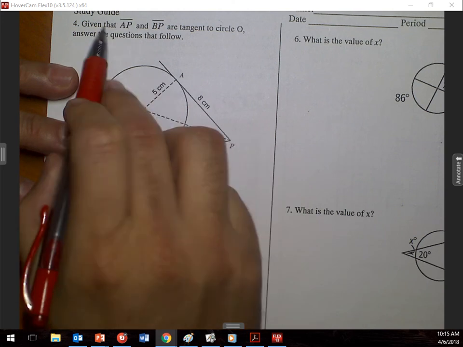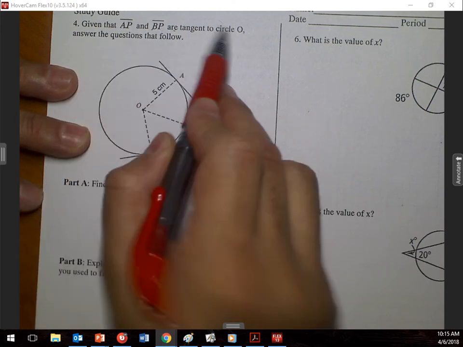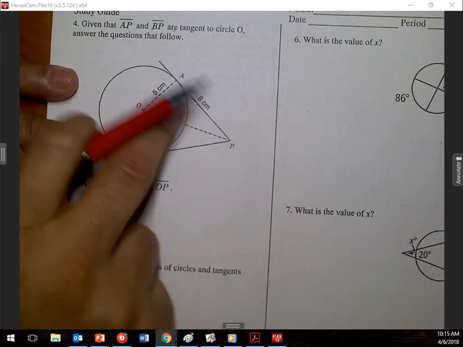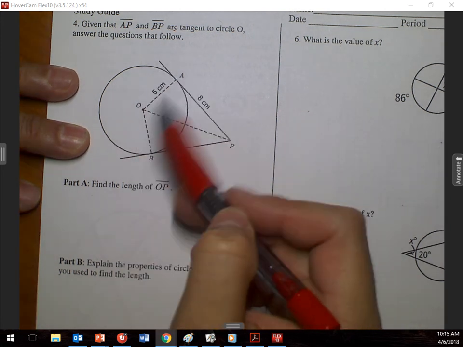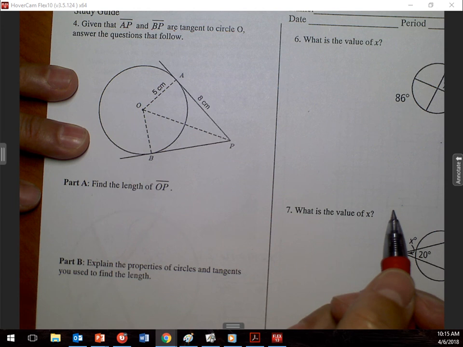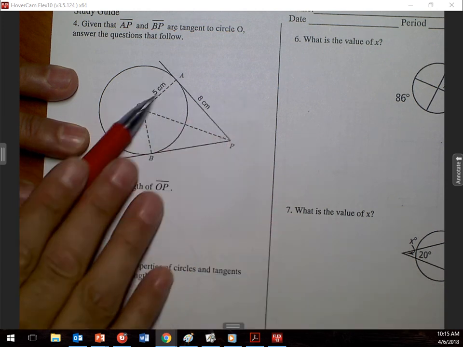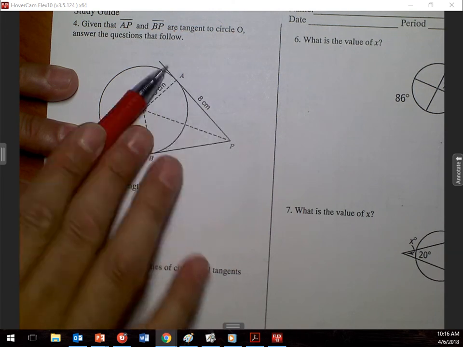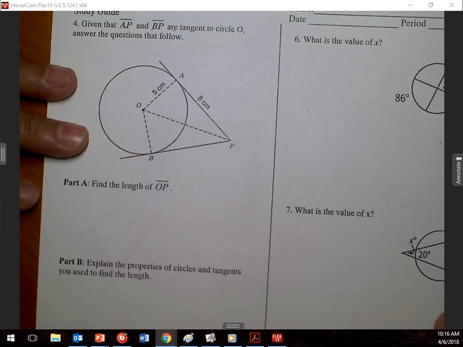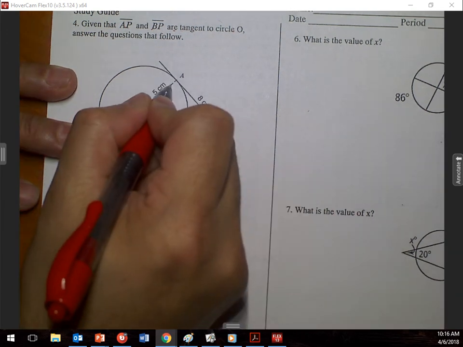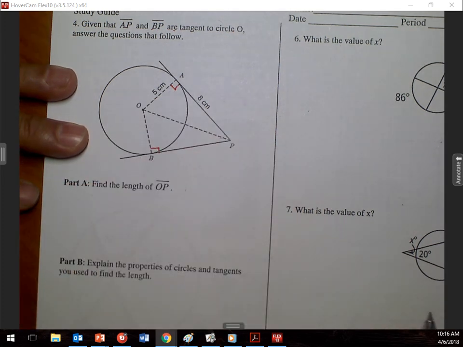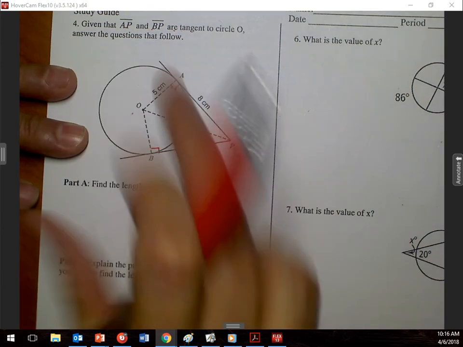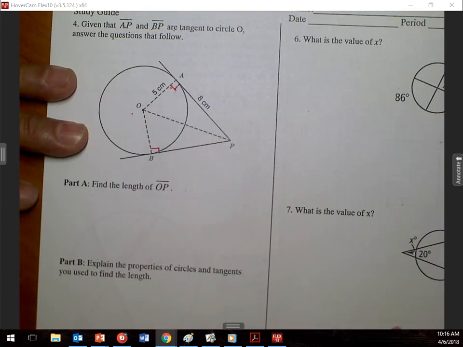Alright, so let's take a look at this problem right here. Now, given AP and BP are tangent to the circle. When the tangents touch the edge of the circle, what angle does it form with the radius? It's really important. The radius and the tangent form what type of angle? 90 degrees, so I'm going to put a little right angle here and right here. Every time the tangent's touching the radius, it forms a 90-degree angle.